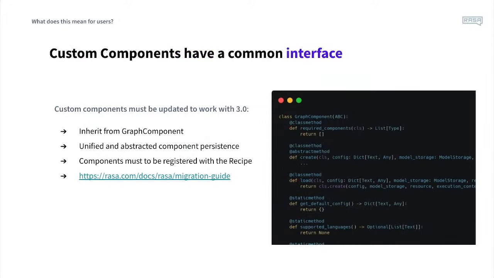Custom components now have to have a common interface. This is called graph component, and it's a Python abstract base class. So if you're using custom components, you'll have to update them to inherit from this interface for them to work.